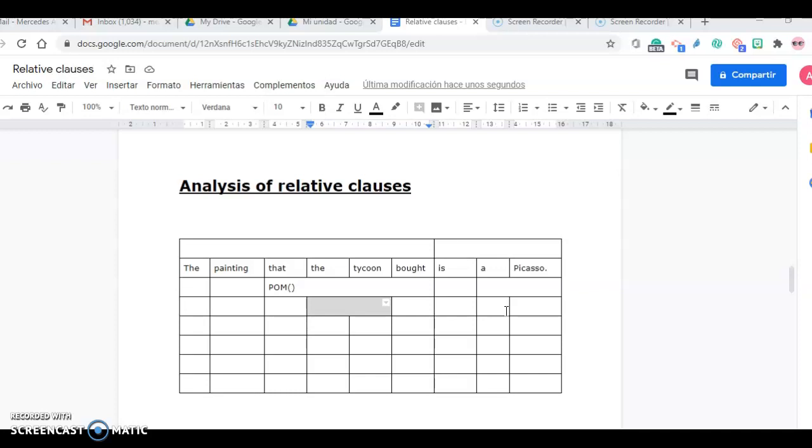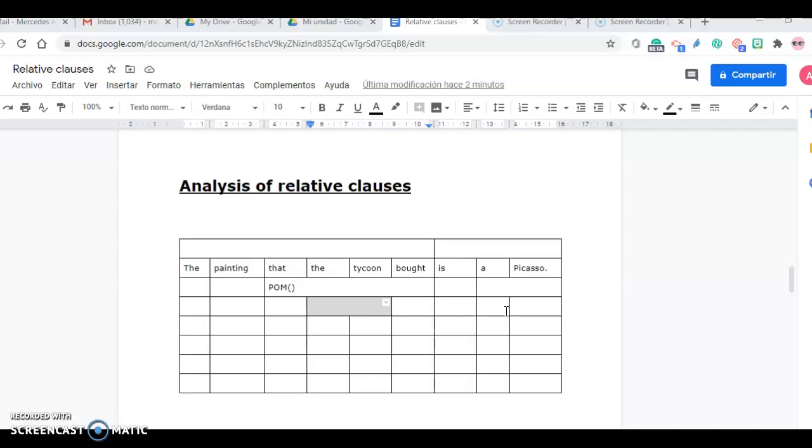So when we say that it is a defining relative clause, we're talking about the category, not the function, of course. The function is post modifier. And so, what is the analysis inside this clause? Because clauses have a subject and a predicate. So let's detect what is the subject and what is the predicate. In order to see this, the best thing is to find first the verb. What is the verb? Bought.